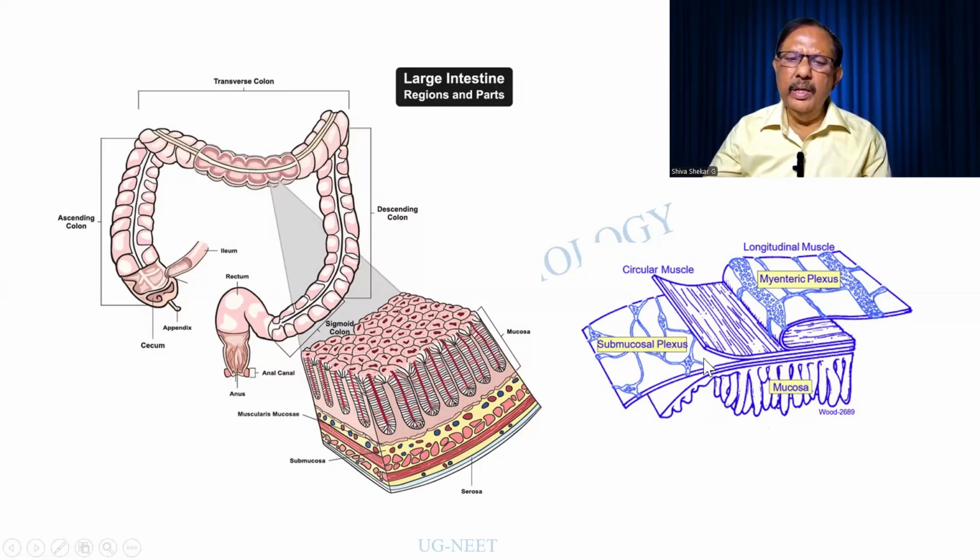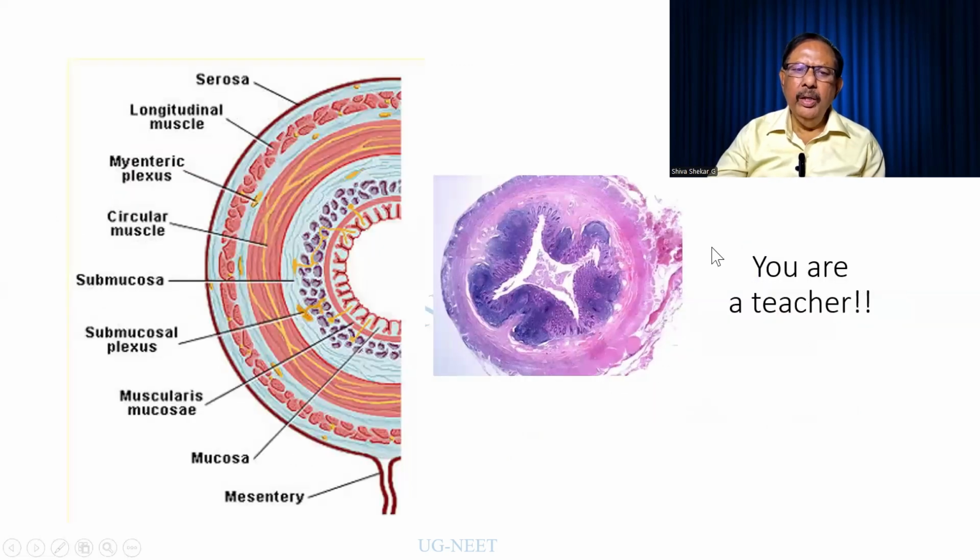There is a mucosa. There can be the submucosal plexus of nerves, the myenteric plexus, the inner circular and the outer longitudinal muscles. These you should know by heart. Look at this stellate lumen with the lymphoid follicles. You are a teacher. You should explain this to your students.